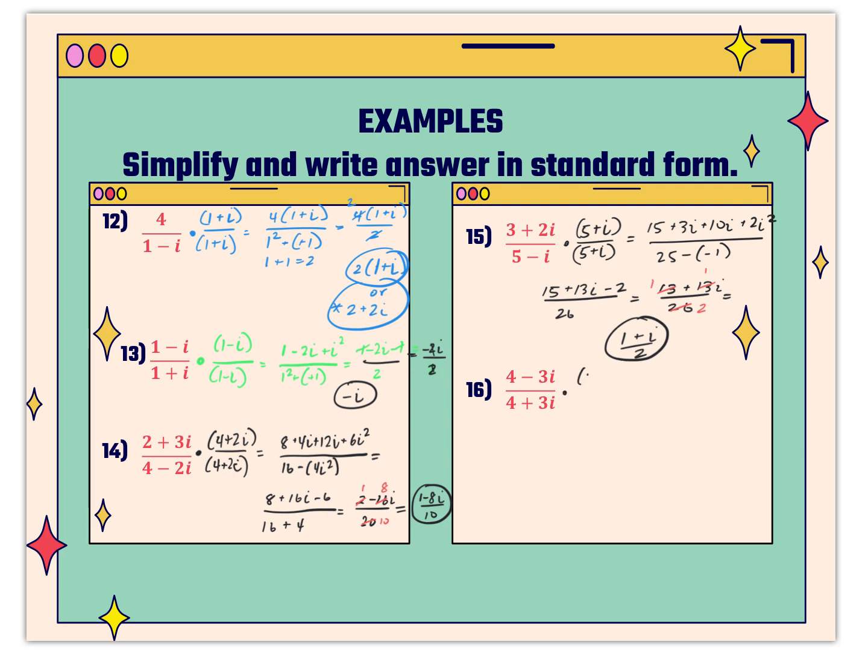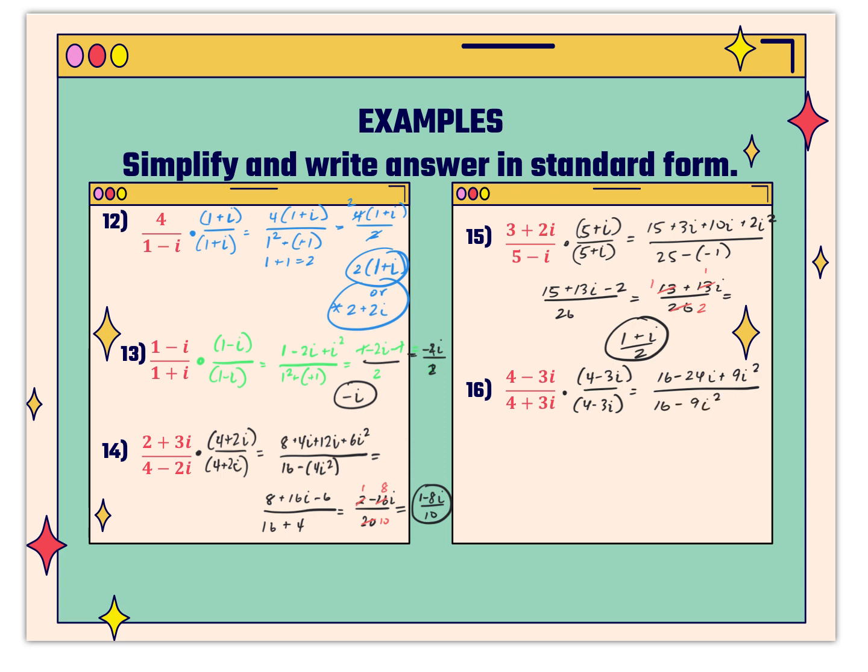And again, I'm going to multiply by the conjugate, the complex conjugate, 4 minus 3i. Again, FOIL the top. I'm just going to do a little bit of shortcuts here. The top is going to be 16 minus 24i plus 9i squared. I combine those middle terms. My denominator is going to be 16 minus 9i squared.